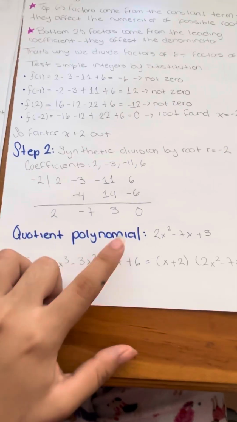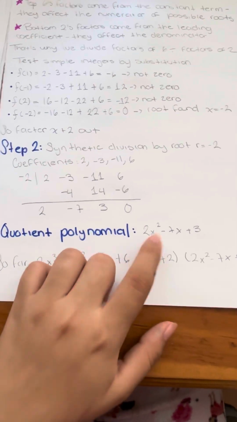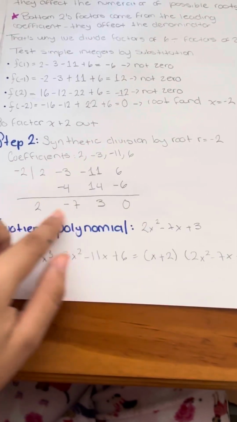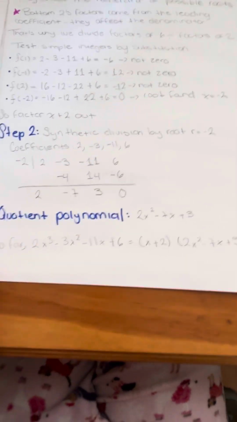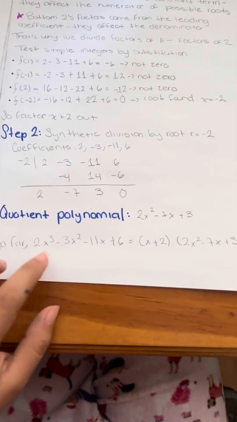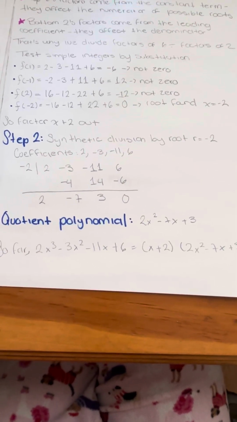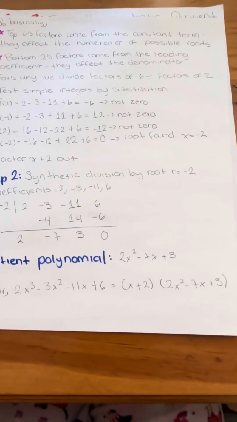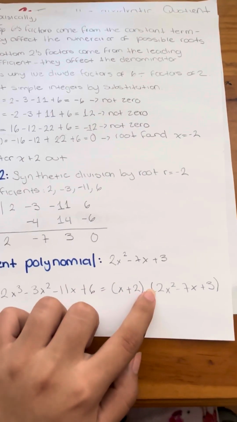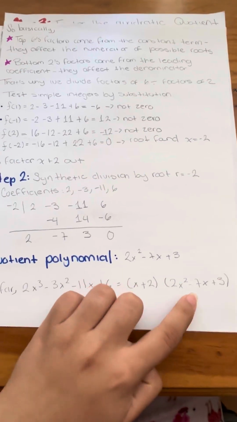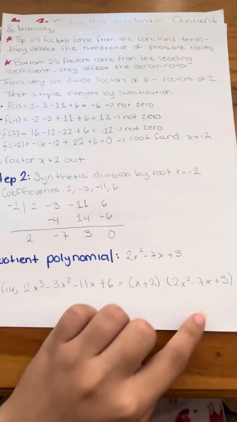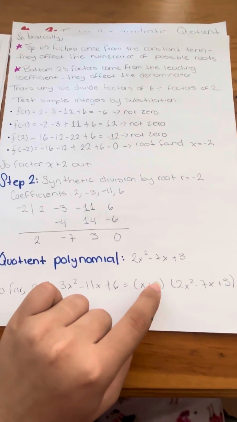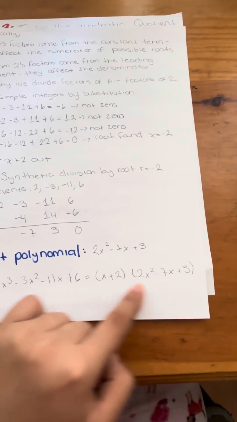Now the quotient polynomial will be 2x to the second power minus 7x plus 3, which are these numbers right here. Now, so far we have 2x to the third power minus 3x to the second power minus 11x plus 6, and that will be equal to x plus 2, and then 2x to the second power minus 7x plus 3. We have the number that we found, and this is the result of the division.